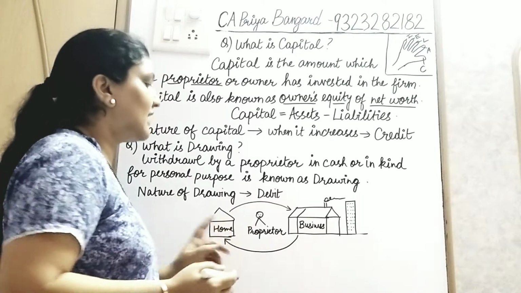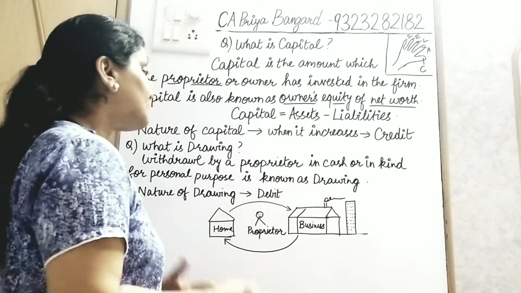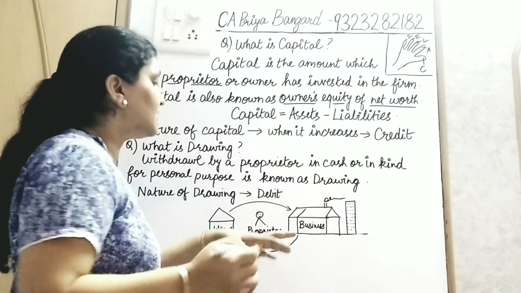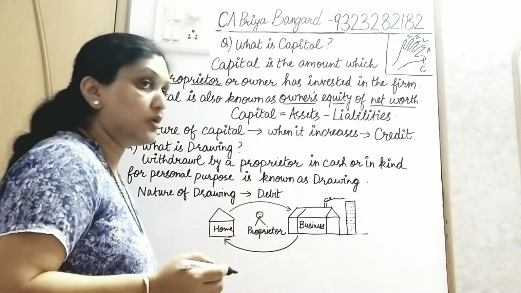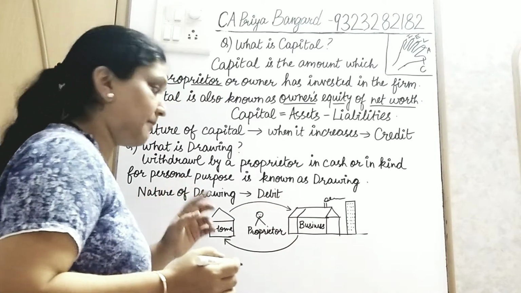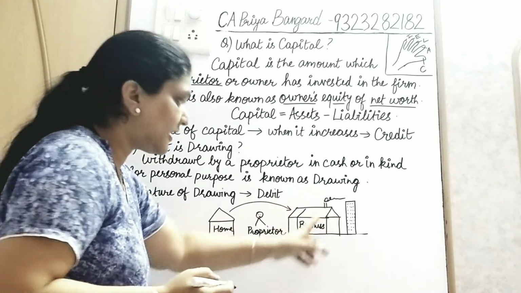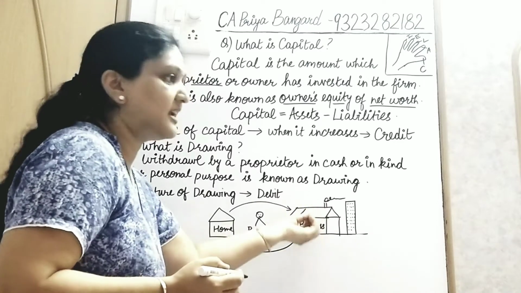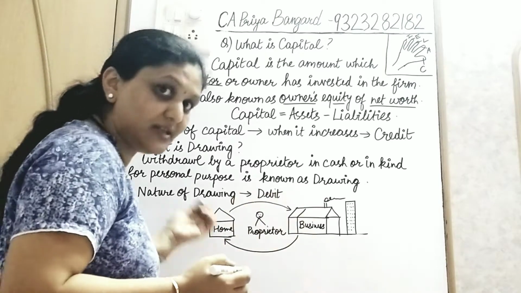Now I told you that, for example, you as proprietor are running a shirt making factory. So the shirt making factory is here, and say there was a birthday party at your home. So what you did, you took these shirts to give as return gifts in the birthday party. So from business you took it back to home. So if you take money from business to home, or if you take money's worth, that is shirts to give as return gifts, from business to home, that is known as drawing.